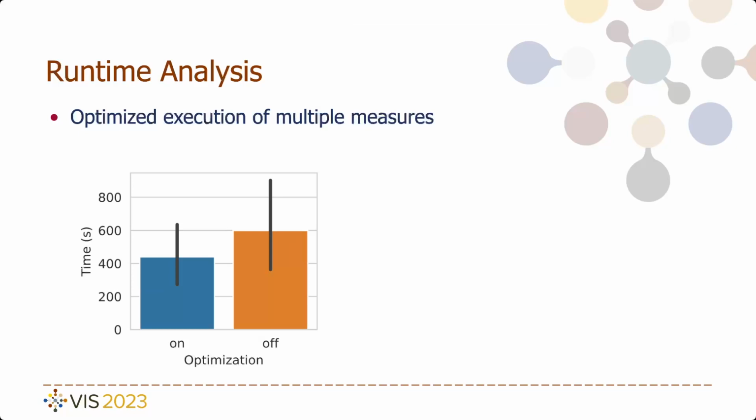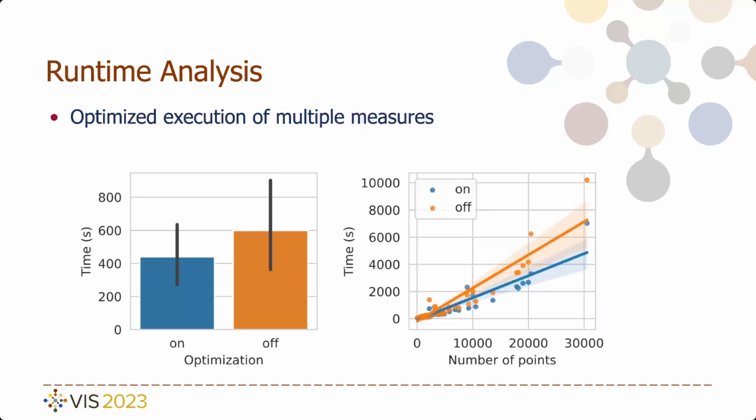As an evaluation of ZADU, we conducted a runtime analysis. We analyzed the effect of optimization on execution time when using 5 measures as the objective function of UMAP's hyperparameter optimization. As a result, ZADU's optimization resulted in a speedup of 1.5 times. We also show the scalability benefit of ZADU, as the speed advantage increases even as the dataset size increases.